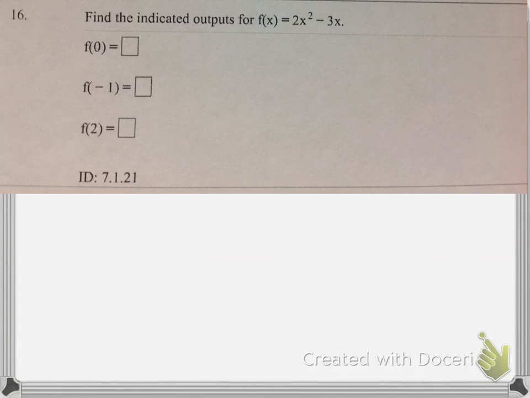Okay. 16. Find the indicated outputs. Now we've already done one like this, so there's another one on the test. Your function's a little bit different. It's got a squared in it. I don't think the one before had a squared.